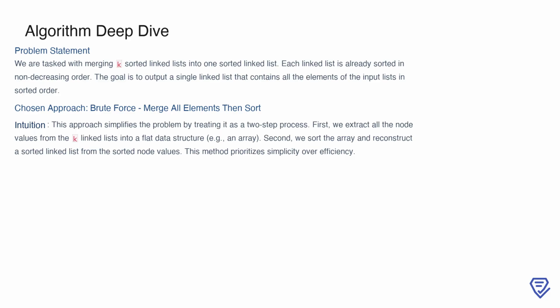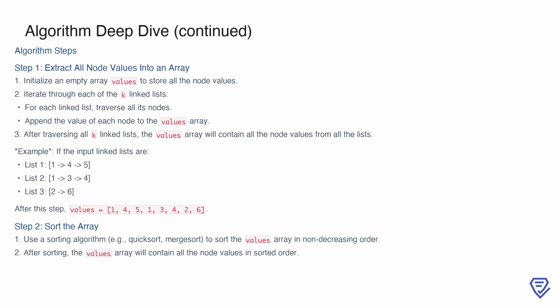The approach we'll focus on here is a brute force method. The idea is to break the problem into two main steps. First, extract all the node values from the given linked lists into a flat array, and second, sort this array and use it to reconstruct the final sorted linked list. While this method is straightforward and easy to implement, it prioritizes simplicity over efficiency, as we'll see in the detailed steps ahead.